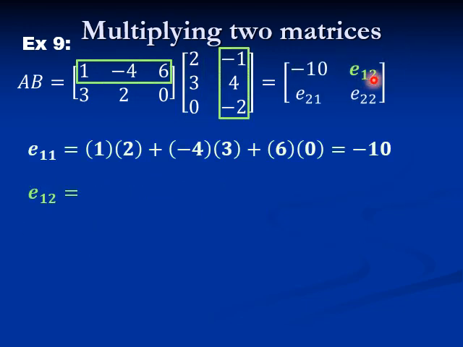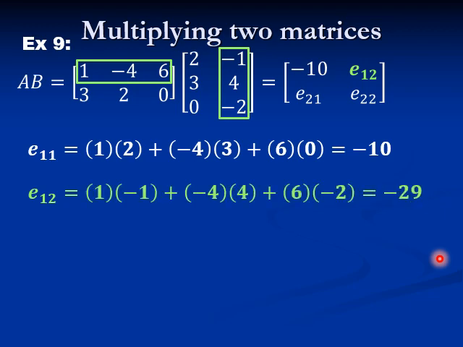All right, to get the second, we take the first row times the second column, elements one at a time. What will those be? We get 1 times -1 plus -4 times 4 plus 6 times -2, for a total of 29. So that 29 is the second element of the first row.